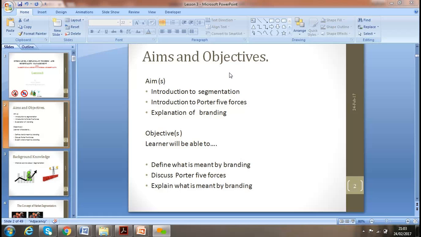Most of our learning outcomes will be covered in today's lesson. So we'll start with a bit of recap first before starting our lesson. Up to now, we have learned about the marketing mix. What is meant by marketing mix?